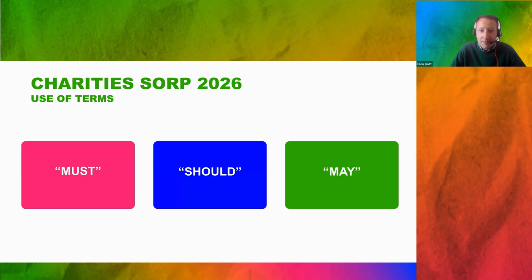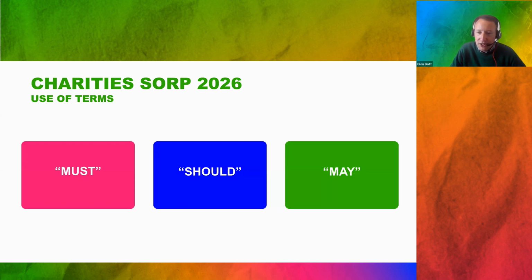Should is then something that, from the Charity Commission's point of view, should be included to advance standards of financial reporting, kind of good practice. But they do say that if it's not included, it is not considered to be a non-compliance with the charity SORP. So you can comply with the charity SORP if you do not include these items that are included as a should within the SORP.